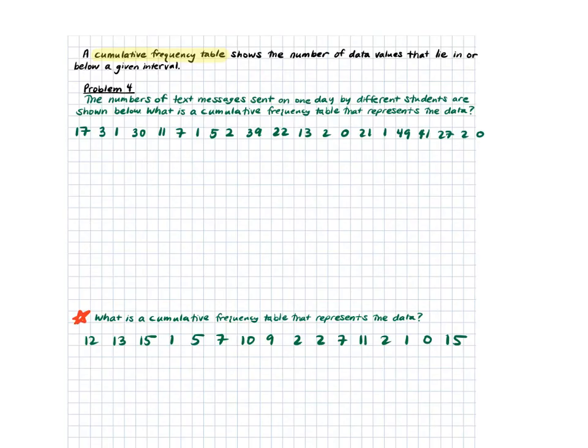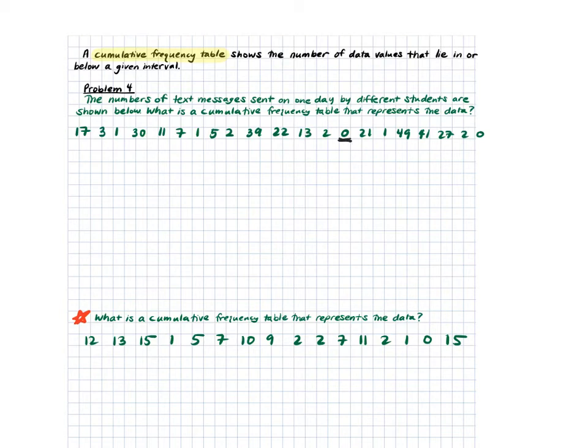Okay. And the last thing we're going to do is talk about a cumulative frequency table. It's going to show the number of data values that lie in or below a given interval. So we're going to start by looking at this data. It's the number of text messages sent on one day by different students. What is the cumulative frequency table that represents the data? We're going to set up a frequency table similarly, but when we go to do the next row, we're going to add that to the row below it.